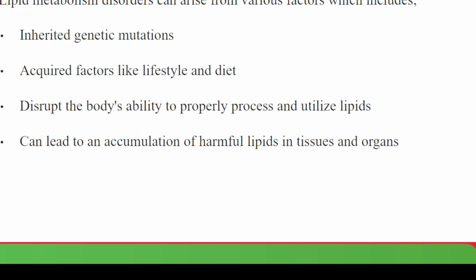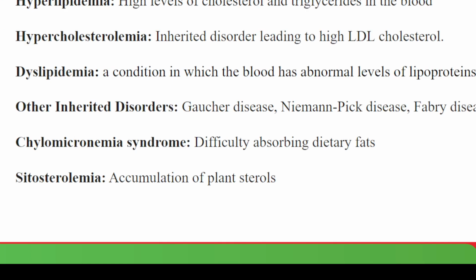So it can lead to an accumulation of harmful lipids in your tissues and organs, which we have talked about earlier, or the so-called bad cholesterol. We have the cholesterol, generally low density, high density, accumulation of trans fat and everything. All these, when they accumulate around your tissues and in organs, can cause you a very significant health problem. One of these lipid metabolism disorders is hyperlipidemia, where one has high levels of cholesterol and triglycerides in your body.